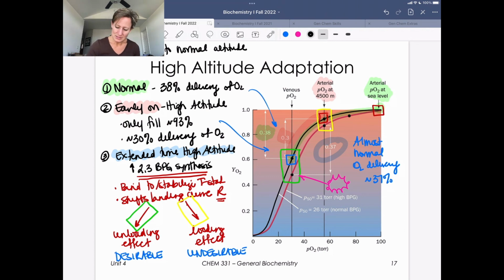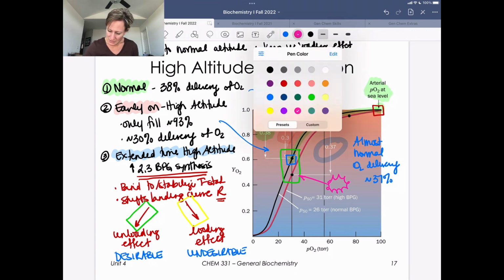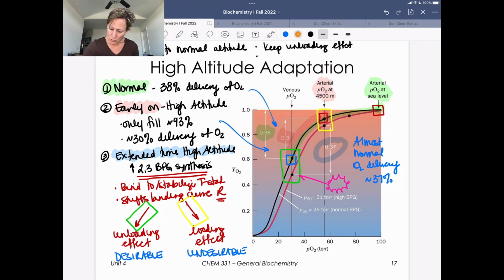now look what happens. We are going to keep the unloading effect. Let's pick a different color here just to highlight all of this. We're going to keep the unloading effect. So that means we are going to keep this point right here. But now we have a normal loading effect. So let's put that in orange as well. So normal loading effect means this point gets to go back to here.